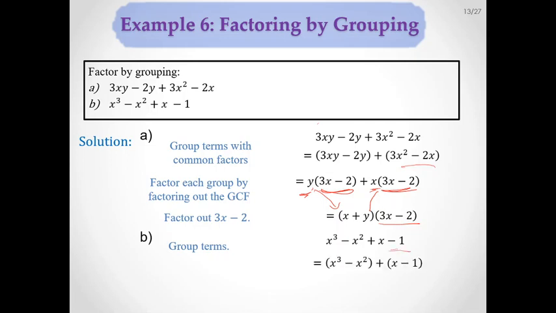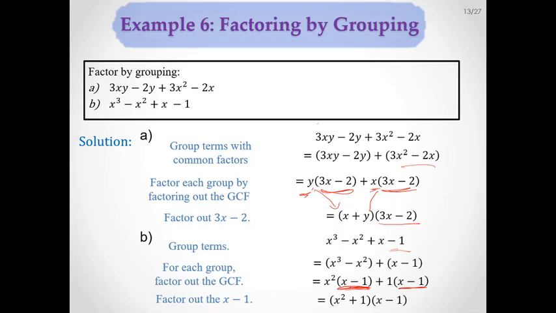So we make the groups and we try to factor them. And after this, we will try to get the common factor. Yes, this is the common factor, x minus 1. And then we write it as a product of x minus 1 times the rest. The rest is x squared plus 1.